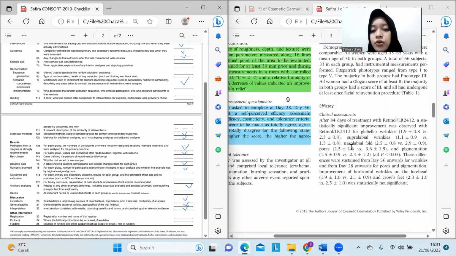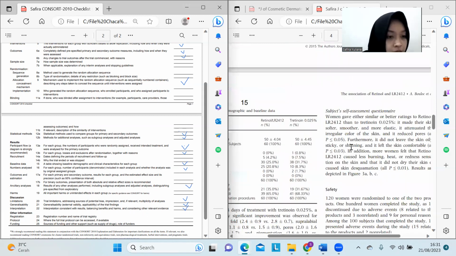And we move to number 14. 14A, defining the period of recruitment and follow-up, is not stated in this journal. And 14B, why the trial ended or was stopped, is also not stated in this journal.